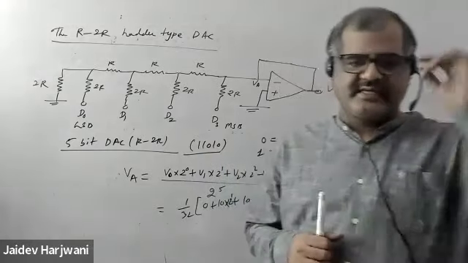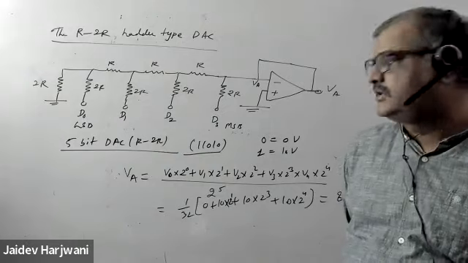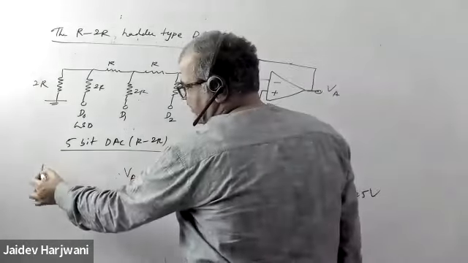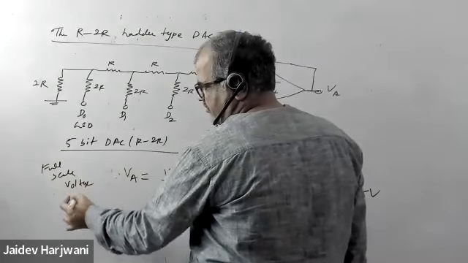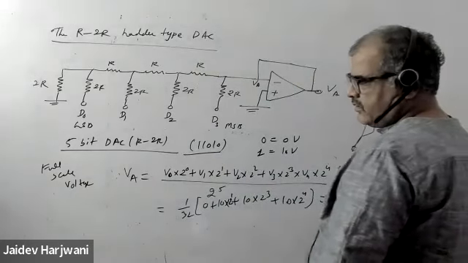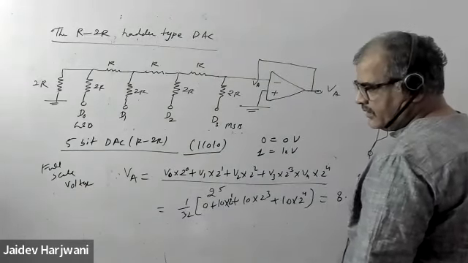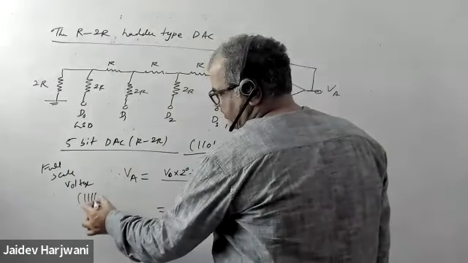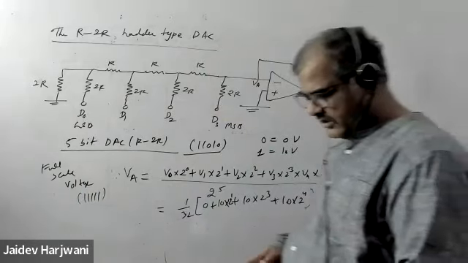Now does anyone have any question? Any question? For example, now you calculate the full scale voltage. What is the full scale voltage? What do you mean by full scale voltage? All are one. Full scale means 1 1 1 1 1. So corresponding to this digital input, what is the output? Tell me.